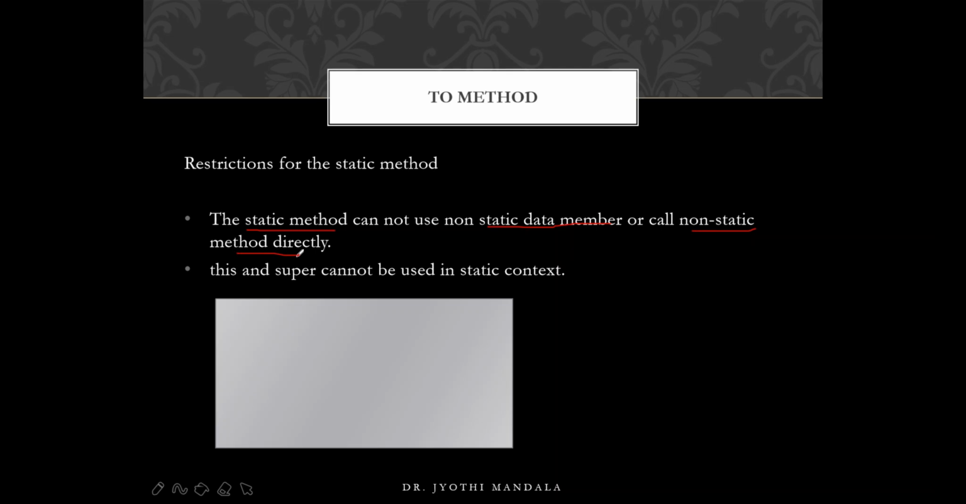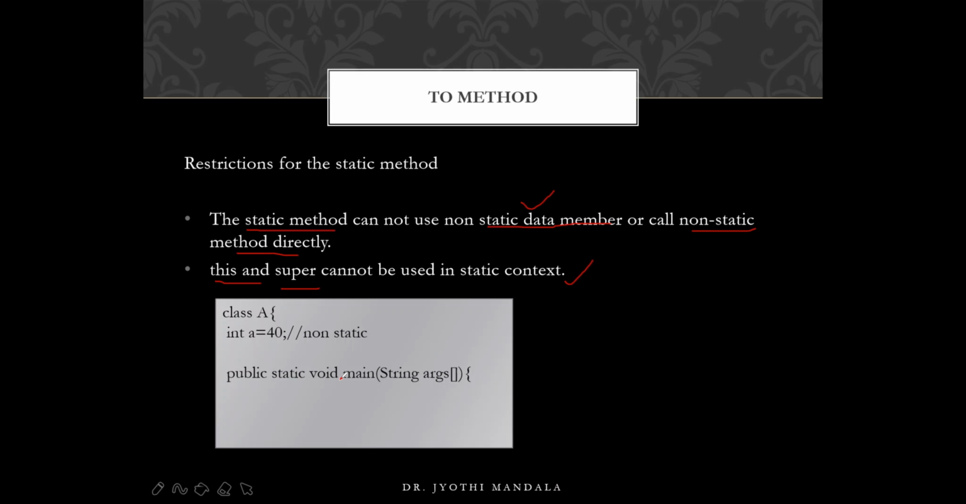A static method cannot call non-static methods directly. If they want to call, they need to create the object of that class, and only then can they call. Also, it cannot use non-static members directly; if they want to use them, they need to use the object name. And this and super cannot be used in combination with static. I'll show you one simple example. I have taken one non-static variable. This is a normal variable; I have not put static.